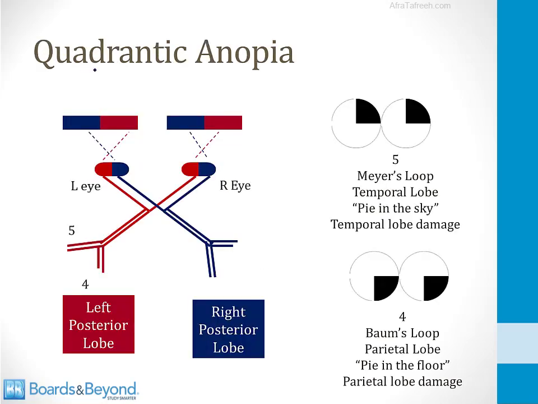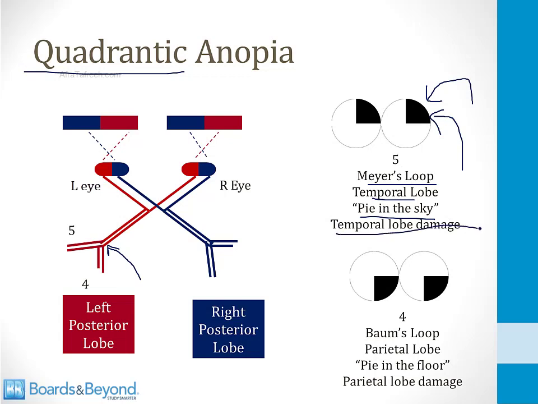Our last visual field defect is called quadrantic anopia. This occurs when one quadrant of both visual fields is lost. This type of visual field defect results from damage to one of the projections, either Meyer's loop or Baum's loop, from the lateral geniculate nucleus to the posterior lobe of the brain. Meyer's loop is found in the temporal lobe, and when there's damage to Meyer's loop, this results in the pie in the sky version of quadrantic anopia, where the upper right-sided or left-sided quadrant is lost. This occurs in settings of temporal lobe damage.